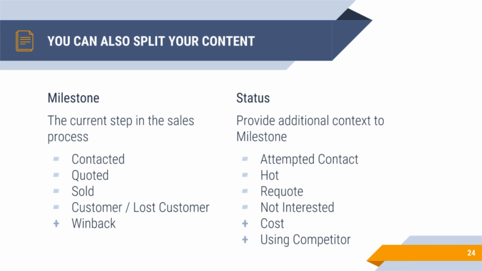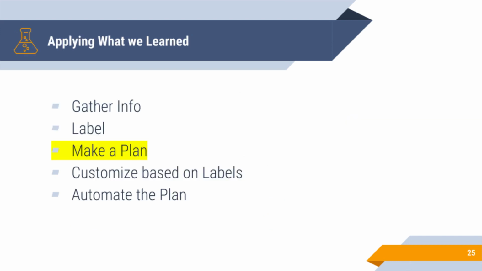That way, you could set up a winback milestone and connect that milestone with a status like cost, service complaint, or using competitor. This gives you a lot of power for our next step, making a plan. Now that we have our information on these winback leads and we've got them labeled with their objections, we can create a follow-up plan for how to market to them.